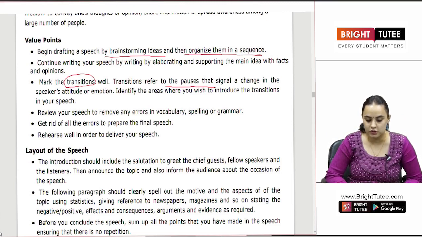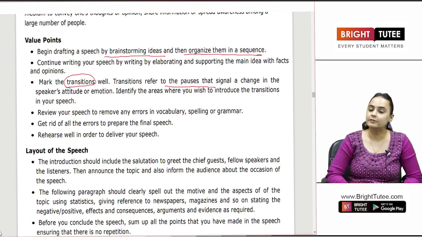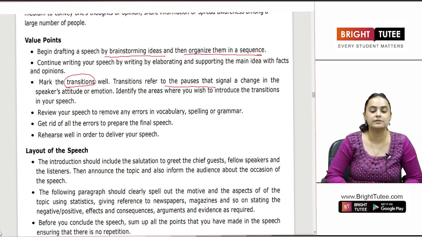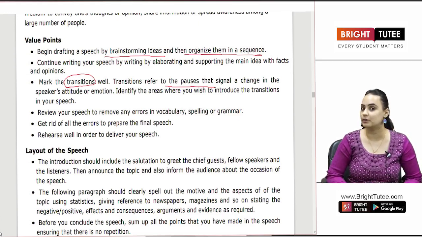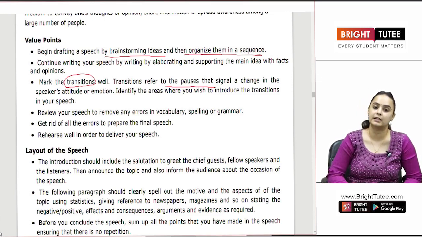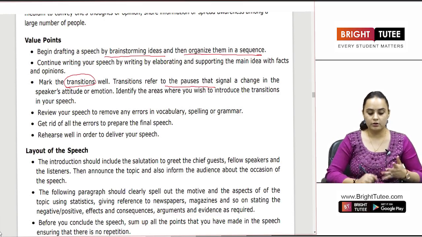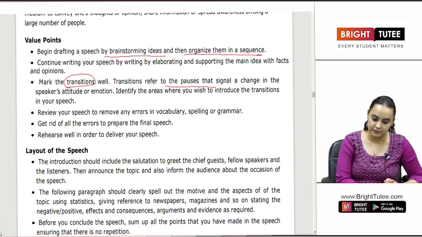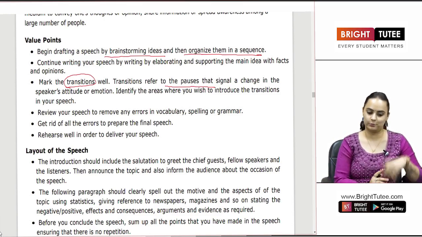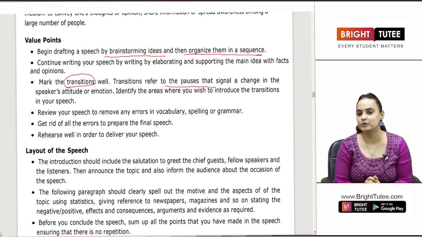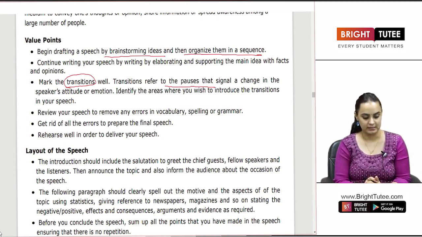Review your speech to remove any errors in vocabulary, spelling or grammar. So, after you've written your speech, it is very important for you to go through your speech again so as to review whether you've made any grammatical, vocabulary or spelling error. Get rid of the errors to make the final draft and rehearse well. So, before you deliver a speech, you need to give a good rehearsal to that as well.